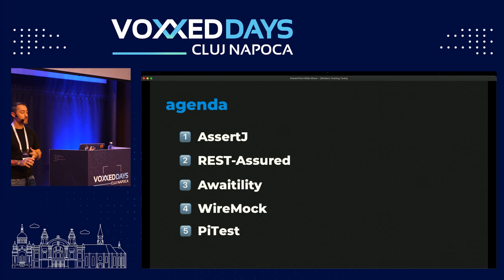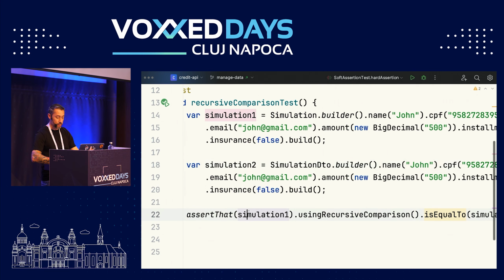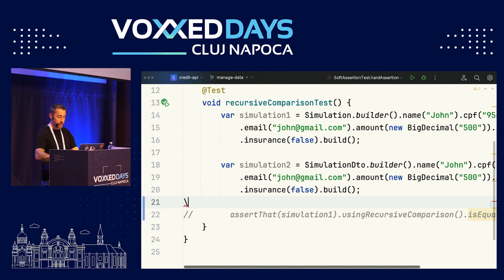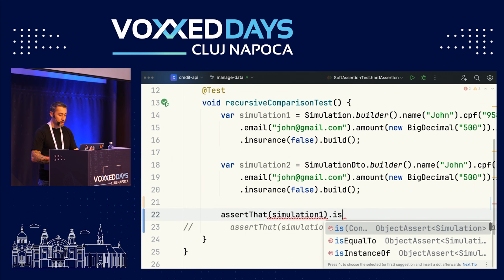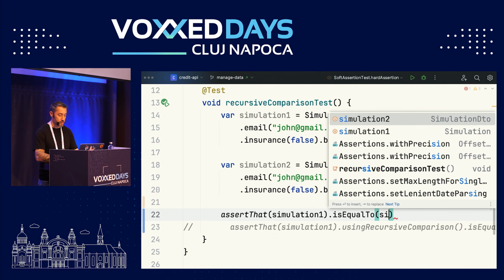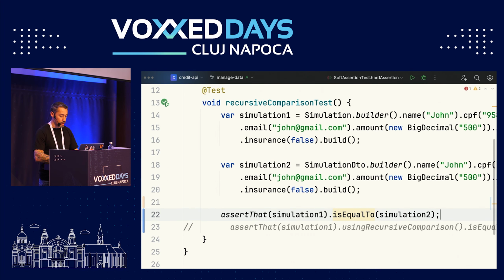Cool? If you see the first thing, they have the same data, right? They are named John, they have this number, this email, this amount, the same number of installments, everything. But if I try to do assert that simulation 1 is equal to simulation 2, and I run it here.